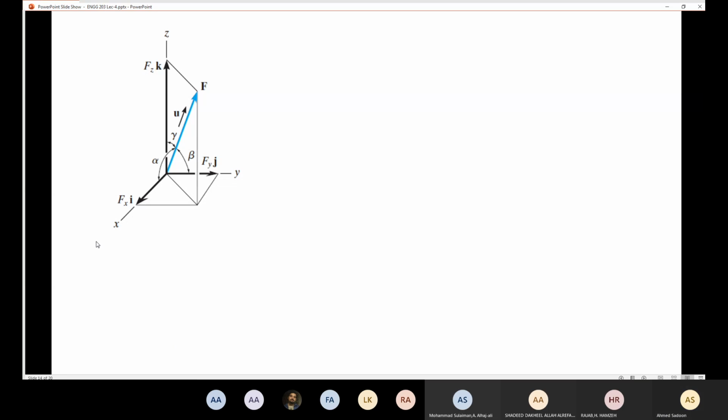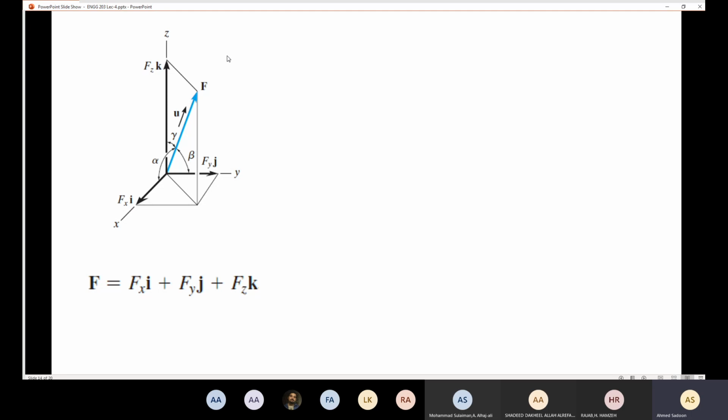So again, instead of using vector A, I can use, of course, vector F. The same concept. If I have vector F, then in order to present this as a Cartesian vector, I'm going to say that F equals Fx i plus Fy j plus Fz k. Fx is the component in the x direction, Fy is the component in the y direction, Fz is the component in the z direction. i refers to the direction of the positive x axis, j refers to the direction of the positive y axis, and k refers to the positive z direction.